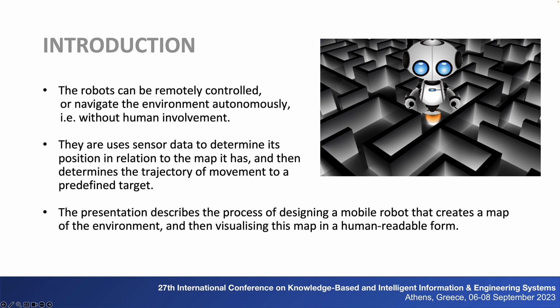Mobile robots are used for a wide range of tasks like exploring inaccessible or dangerous places, carrying heavy and dangerous objects, or even combat. Mobile robots are also used in academic environments for further research on robotics issues. The general development of technology and access to information via the web has meant that robots are no longer beyond the reach of ordinary people and are starting to appear more and more in everyday life and to be used, among other things, for simple household tasks, or as platforms for further learning in fields such as robotics or computer science. The presentation describes the process of designing a mobile robot that creates a map of the environment, and then visualizing this map in a human-readable form.